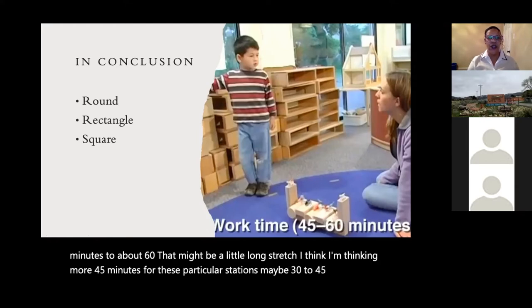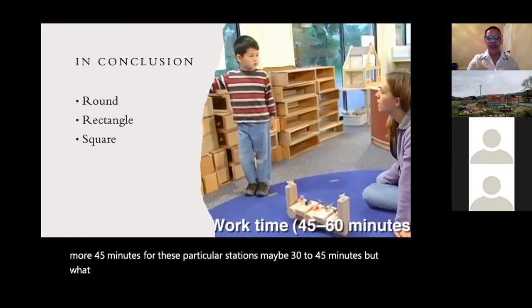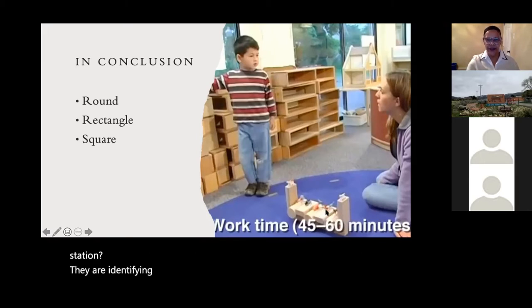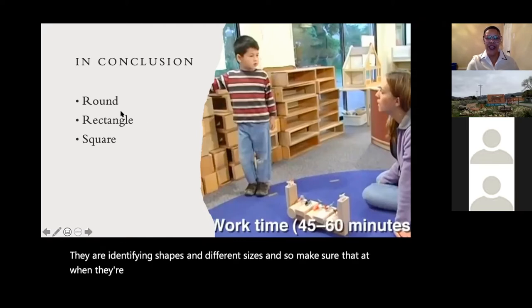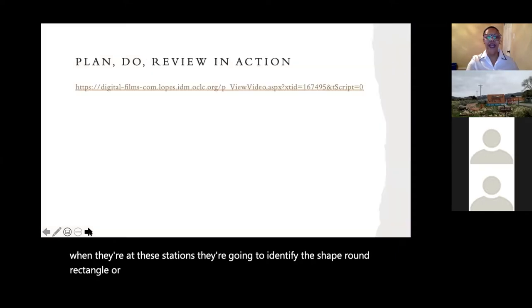But what you're doing at these stations, for example, in this particular station, they are identifying shapes and different sizes. Make sure that when they're at these stations, they identify the shape: round, rectangle, or square. So that's kind of what we're doing. And as we're learning here, plan, do, review, in action.